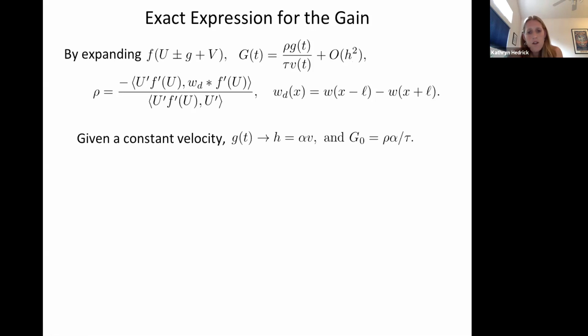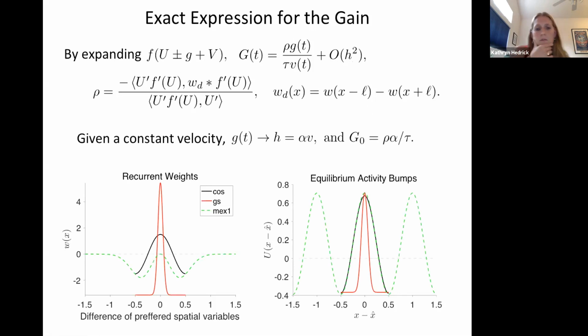Given a constant velocity, our G, the opposite effect, should converge to H, which is alpha V. And so we find this constant gain factor G naught is rho alpha over tau. That's just what this term becomes. And so before we consider a time varying velocity input, let me just show you some examples.